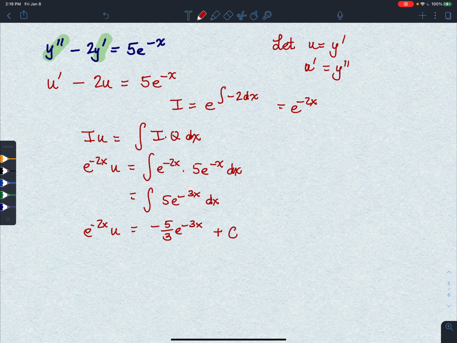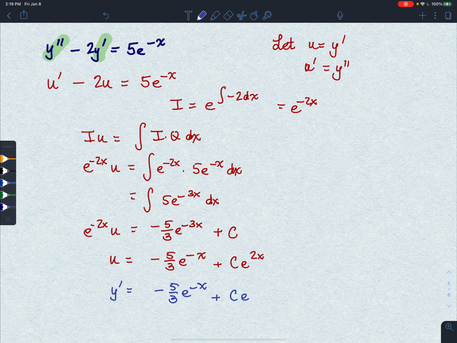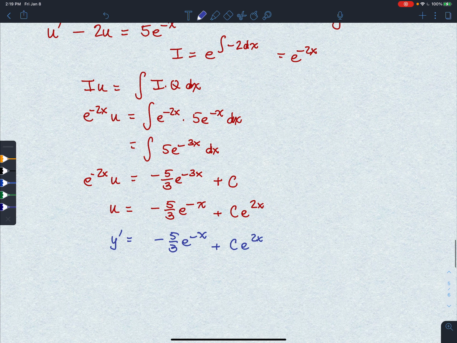And that's all equal to e to the negative 2x times u. So solving for u, we multiply both sides by e to the negative 2x. That's negative 5/3 e to the negative, what's negative 3 plus 2, so that's negative 1x, and then plus ce to the 2x. Now we're almost done, but remember, u was equal to y prime. So that means we have y prime is equal to negative 5/3 e to the negative x plus ce to the 2x. So in order to get y, we have to integrate this.